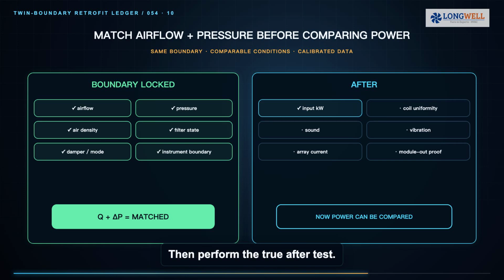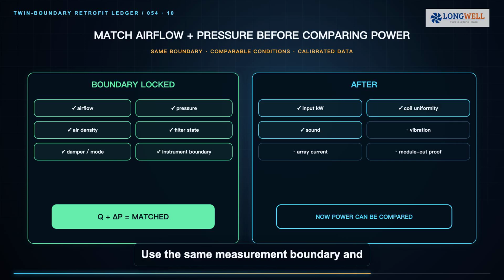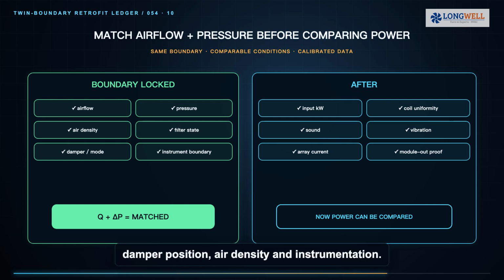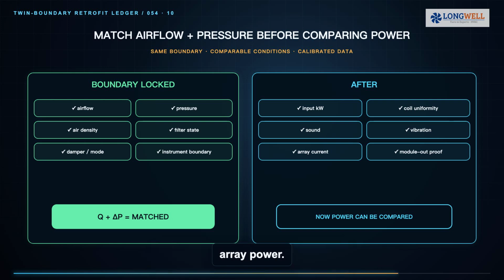Then perform the true after test. Use the same measurement boundary and comparable operating conditions as the baseline. Match airflow and pressure first, and only then compare electrical input. Recheck filter condition, damper position, air density, and instrumentation. Measure coil face uniformity, sound, vibration, current and total array power. Test the defined module-out state and confirm that remaining modules stay inside their allowable speed and power envelope.